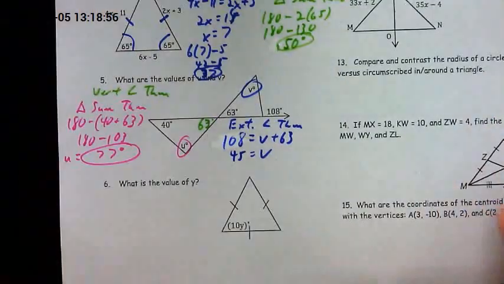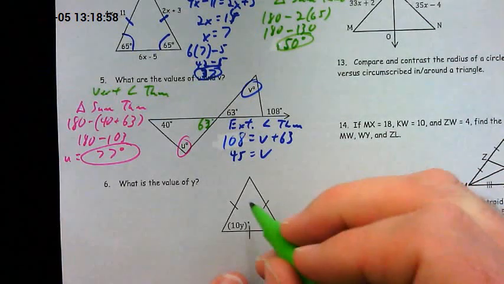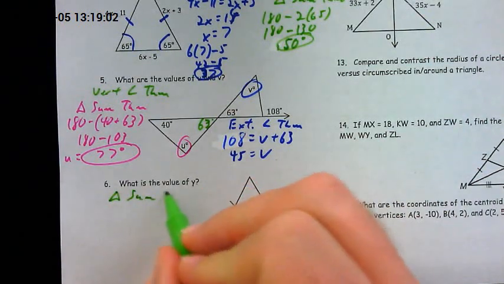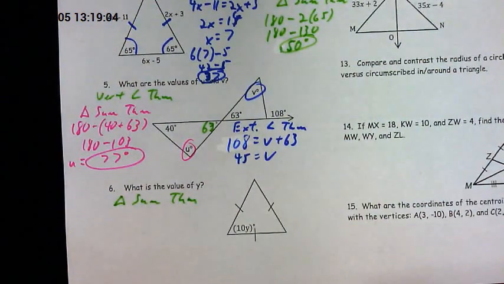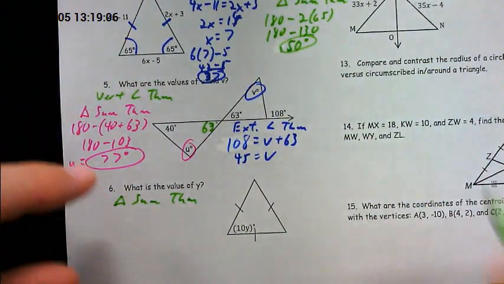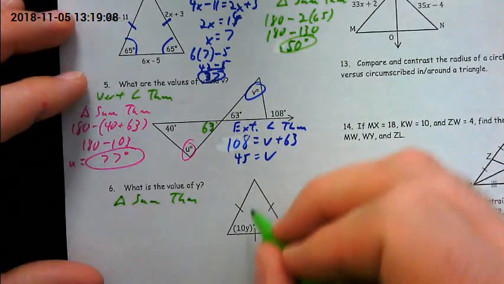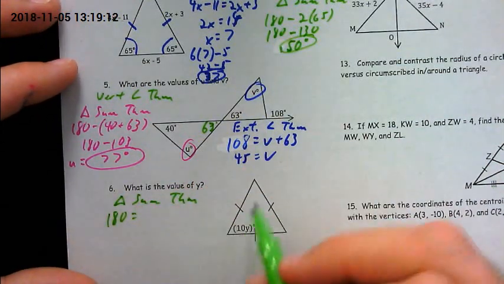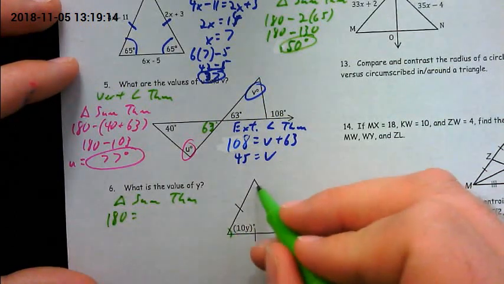Number 6. What is the value of y? Well, again, triangle sum theorem. All three angles must be 180 degrees. So 180 equals, well, this is the same for all three angles. How do we know that?